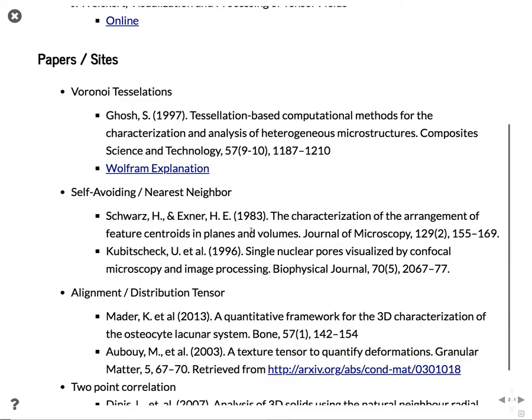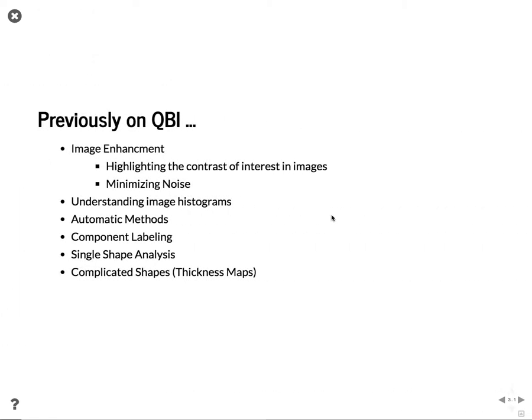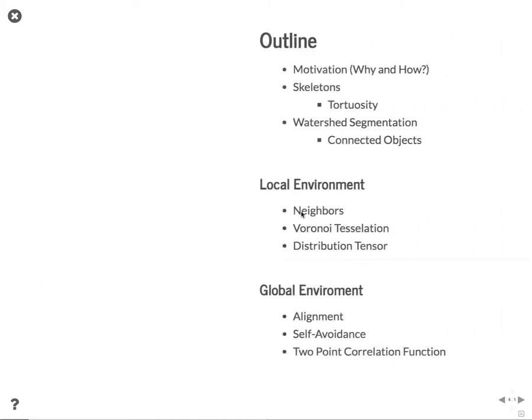So the Voronoi tessellations, the self-avoiding nearest neighbors, and two-point correlation things you can feel free to look into if you're interested. We covered this at the beginning already, but we've done all of these steps up until now, where we've covered thickness maps, some of the texture analysis, how we deal with complicated shapes, and there are still some issues that we haven't quite solved yet.